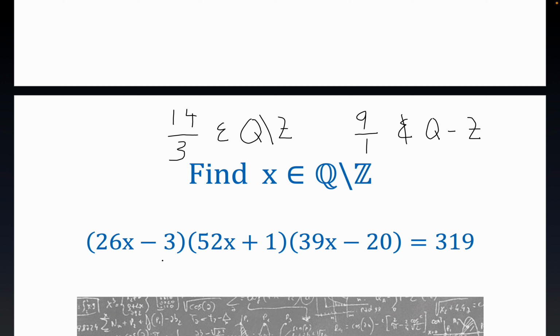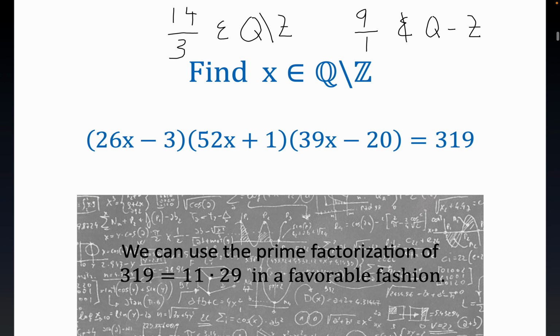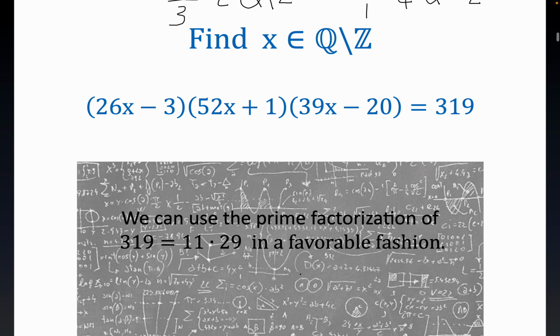Actually, one might think multiplying all this out would be a good idea, but it turns out we can use the prime factorization in a very favorable way. Now, 319 is 11 times 29. That's an easy computation. 5x plus 20, 52x plus 1 is the largest factor here, right? Well, 29 is the largest factor in the prime factorization of 319.